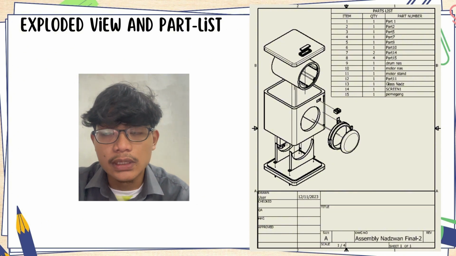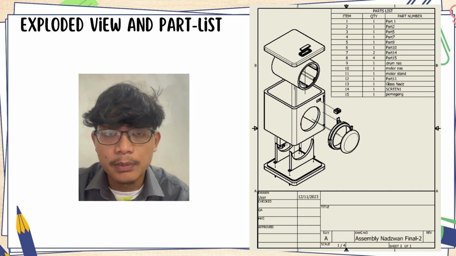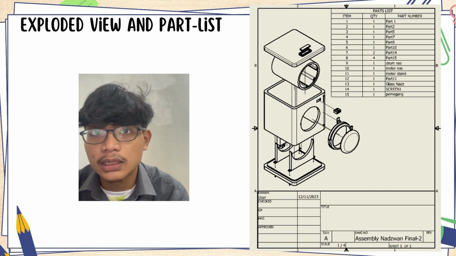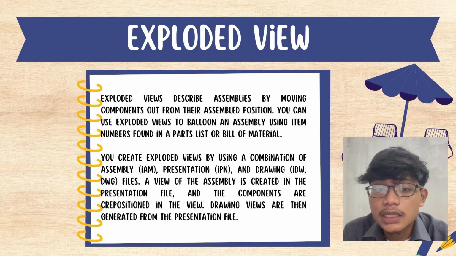Okay, the next slide is the exploded view and part list. As you can see from the slide, we have a total of 15 parts, and each part has its own quantity. For example, part 14 has a quantity of 2. Next is the exploded view of our washing machine. As you can see, there's a body part, there's a glass, and so on. That's all.